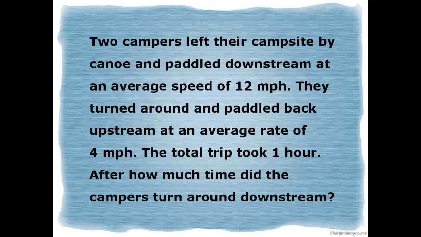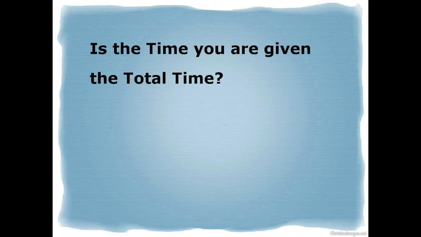Now, if you look at that word total, that should be a tip-off, because that is going to be the total time. That's very common for total time problems: somebody went here and then they went back. Somebody hiked up a mountain and then they ran back down. And they were gone for 14 hours, or in this case, they were gone for 1 hour. So is the time you are given the total time? If it is, T1 plus T2 equals T total.